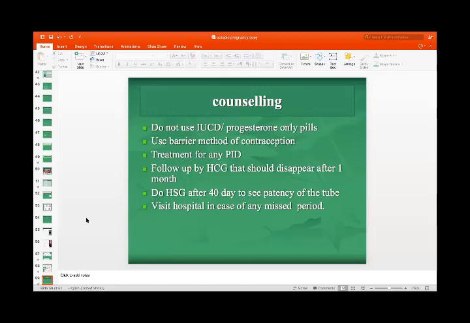Now, counseling. Such patients need good counseling because she may have recurrence of the ectopic. So we must counsel the patient regarding her current situation so as to avoid future ectopic pregnancy. What they are told: do not use IUCD or progesterone-only pills because they favor ectopic pregnancy. Use a barrier method of contraception. If there is PID, take the treatment, followed by HCG, which should disappear after 1 month. And do register any future pregnancy with an early scan in case of any history. This is how we will counsel all the patients, that they should go to the hospital as soon as they feel the symptoms.